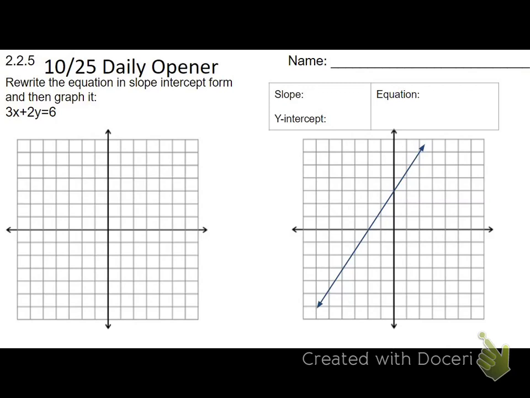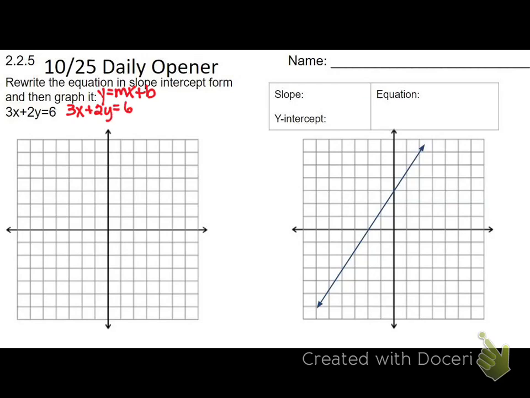Sure. Say again? Y equals mx plus b. So y equals mx plus b. So if I want to take this equation and write it in slope form, what am I going to have to do? Rewrite it. Rewrite it how? Minus the 3x on both sides. Yeah, because we're getting what by itself? The y. The y, yeah.